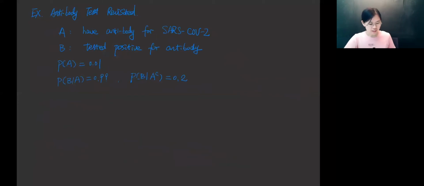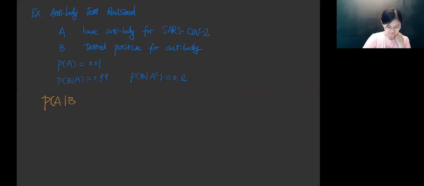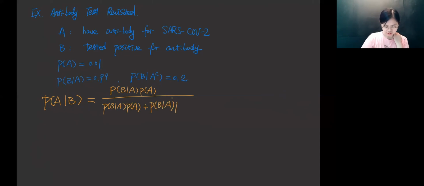Now, for the antibody test example, we can use the Bayes rule formula to calculate the conditional probability of A given B. Bayes rule says that this conditional probability equals probability of B given A times P of A divided by P of B given A times P of A plus P of B given A complement times P of A complement. We can now plug in all the numbers.